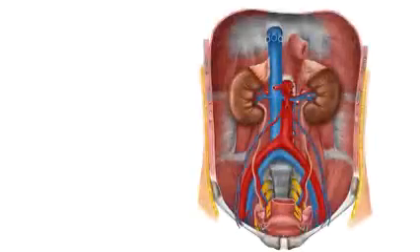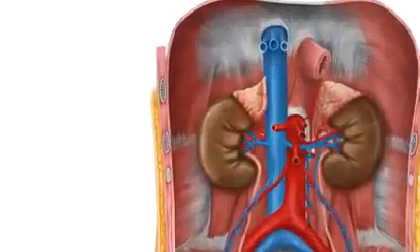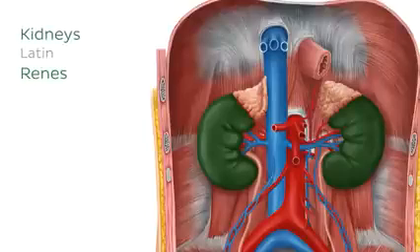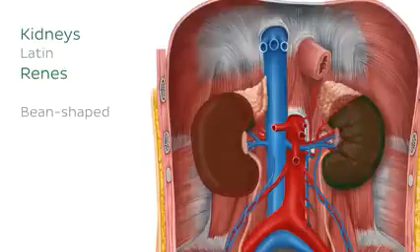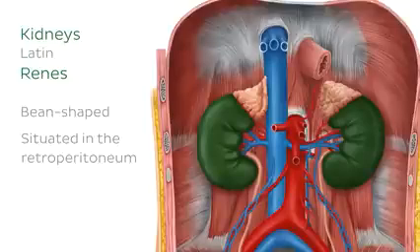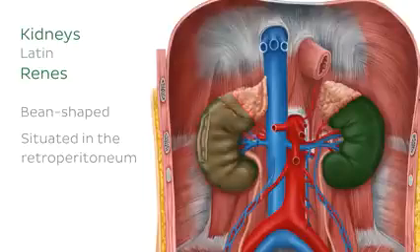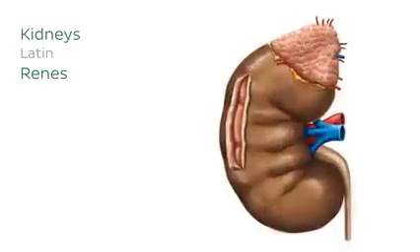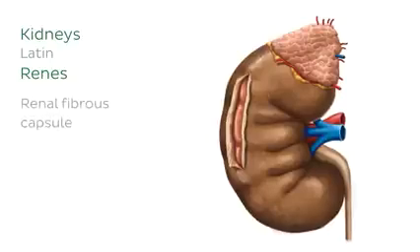Before we do that, I'm just going to move here to this image again, where we're going to highlight the kidneys. The kidneys are two bean-shaped organs located in the abdominal cavity. They are located in the retroperitoneum underneath the intraperitoneal organs, which have been removed in this illustration right here. Each kidney is invested in a thin connective tissue capsule known, as you would expect, as the renal fibrous capsule, which we see here. This protects the kidneys from damage or injury.